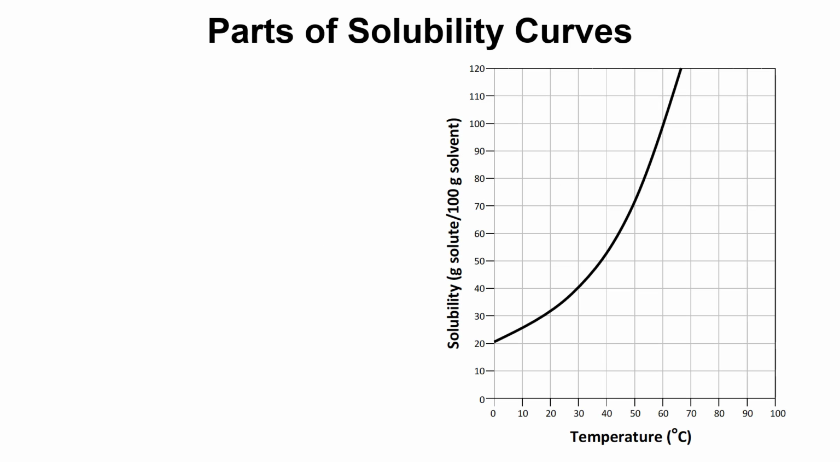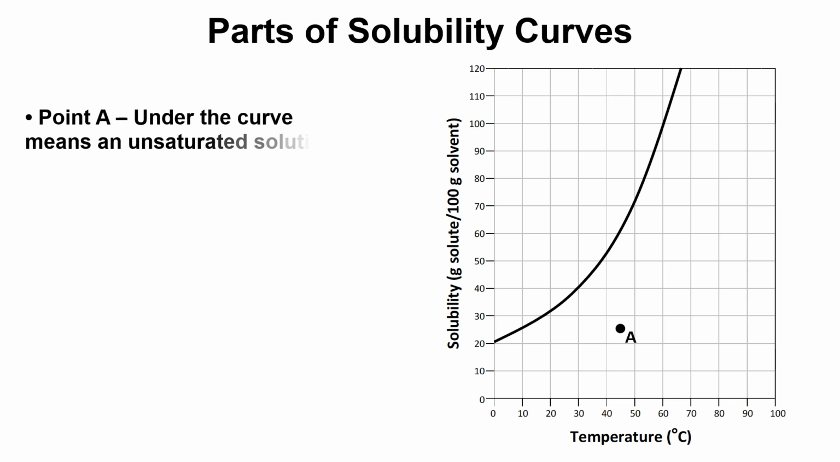So what is a solubility curve? Well, a solubility curve tells us how many grams of solute can dissolve in 100 grams of solvent at a given temperature. And here we have a graph of a solute where the solubility increases as temperature increases. Now there's a couple different points on this graph that I want to talk about.